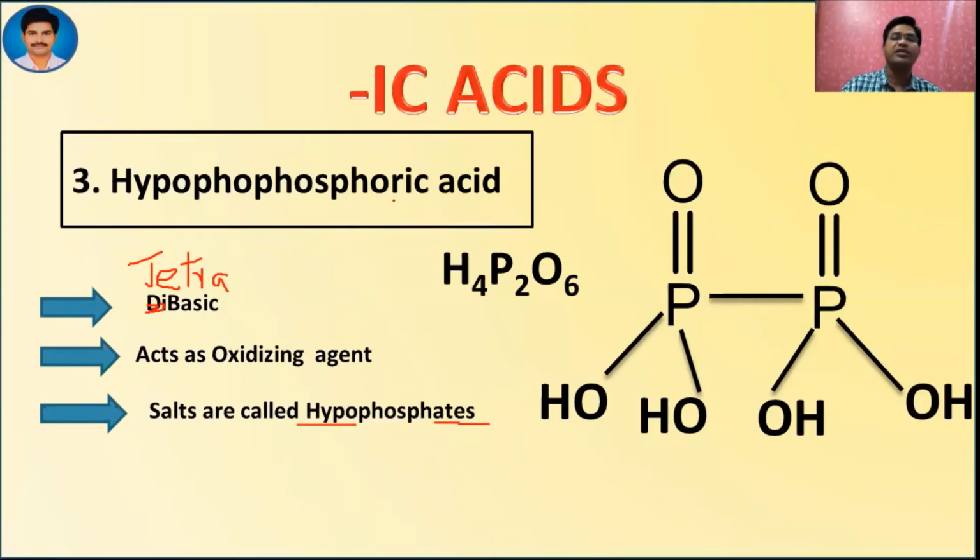Salts are called hypophosphates because the name of the acid ends with "ic", but the prefix is hypo. The same prefix is carried in the name of the salt.